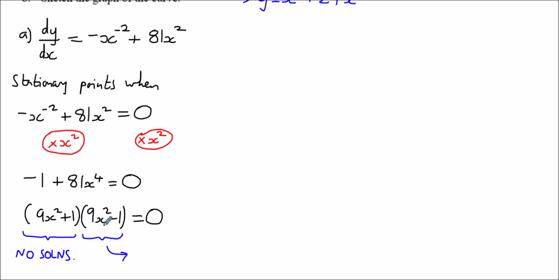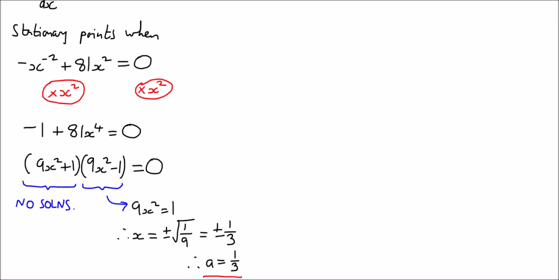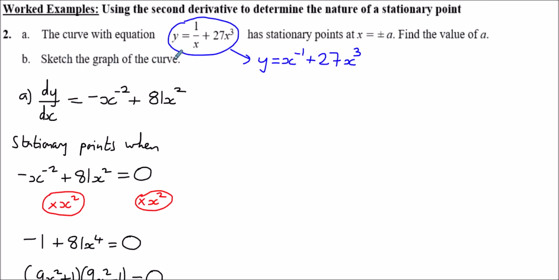So we can therefore say that 9x squared equals 1. So therefore x is going to be plus or minus the square root of a ninth, which is plus or minus 1/3. Now the original question for part A was to find this value a, so therefore a must be 1/3. So scrolling back up, now I've got a is 1/3. We need to sketch the graph of this curve.